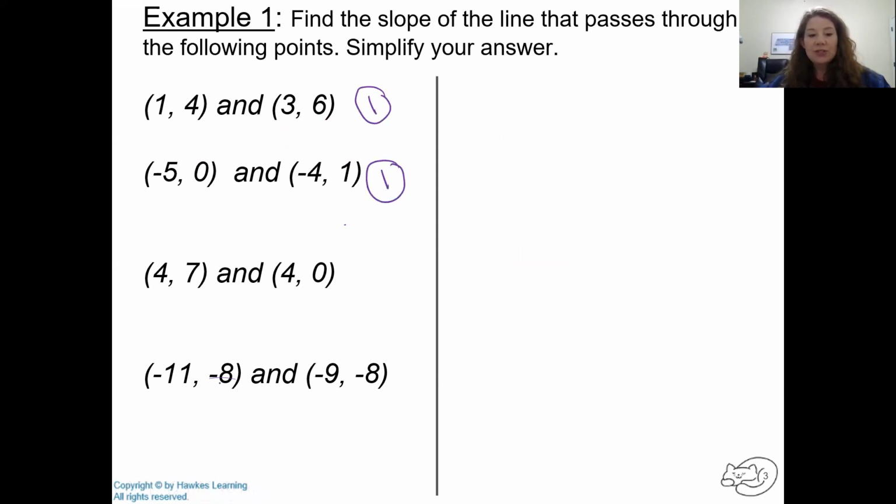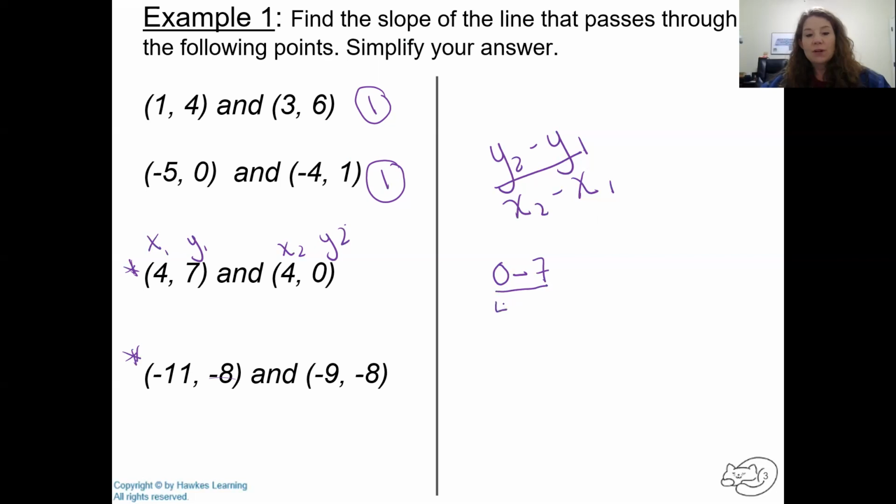All right, now let's try these two. These are kind of like special types of situations, and I'll show you why. So let me write the formula. I don't know how I sometimes delete everything. I don't mean to, but it happens. All right, so here's our x1, y1, x2, y2. All right, so let's start with our y2, which is 0 minus, and our first y is 7. And then x2 is 4 minus, and our first x is 4. All right, so let's simplify. 0 minus 7 is negative 7, and 4 minus 4 is 0.